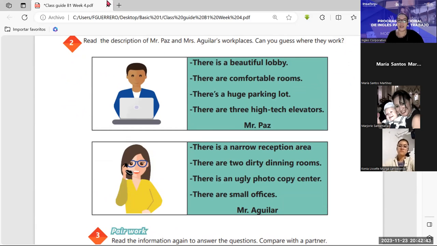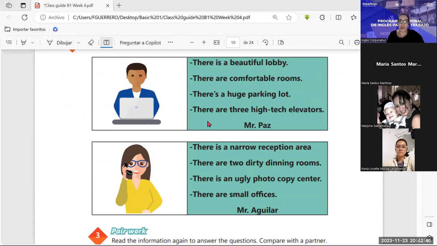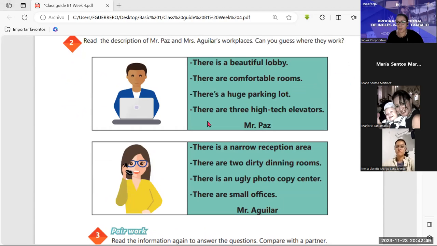Let's read these descriptions to have some examples of how there is and there are can also be used to describe places. Let's see, for Mr. Paz: There is a beautiful lobby. There are comfortable rooms. There is a huge parking lot.